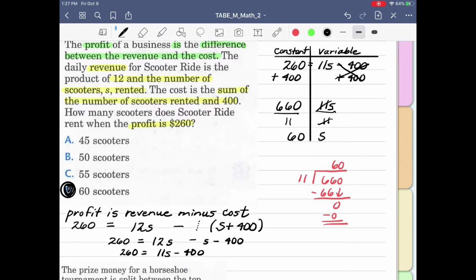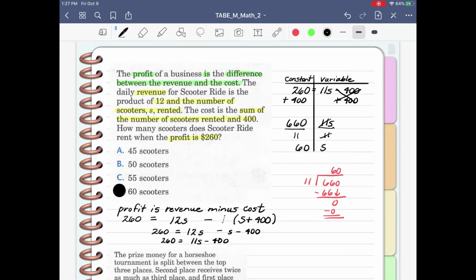Profit, revenue, cost problems are sometimes hard to set up. They follow this basic format, but these are not the easiest problems in my opinion.